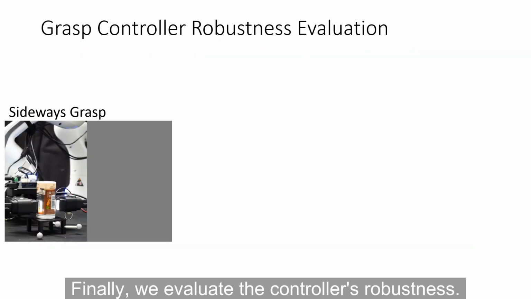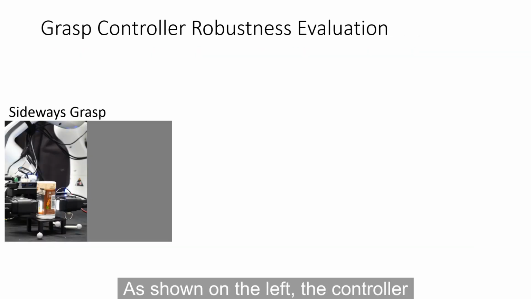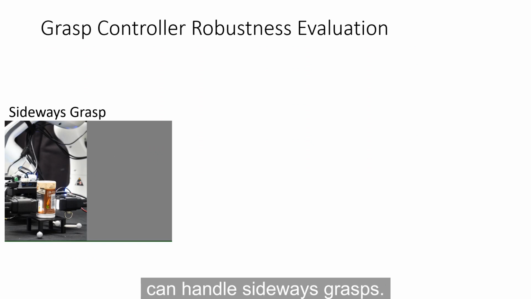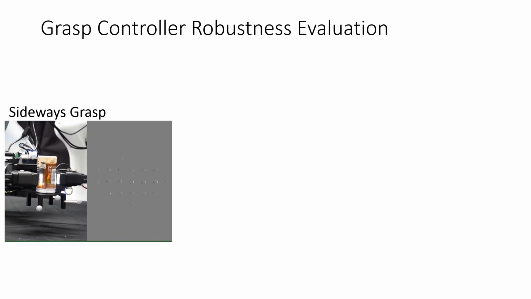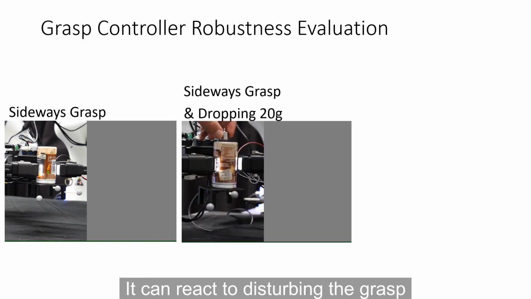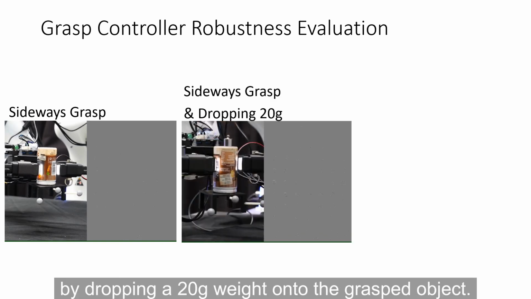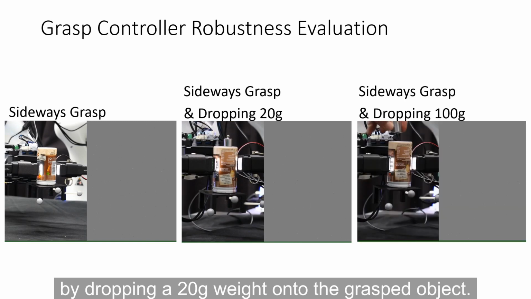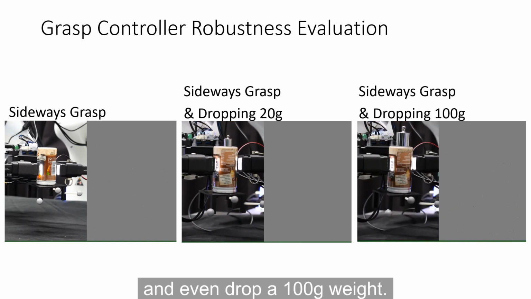Finally, we evaluate the controller's robustness. As shown on the left, the controller can handle sideways grasps. In the middle, we show the controller's reactiveness. It can react to perturbing the grasp by dropping a 20-gram weight onto the grasped object. We can repeat the same procedure and even drop a 100-gram weight.